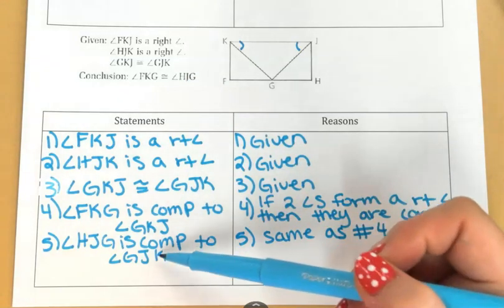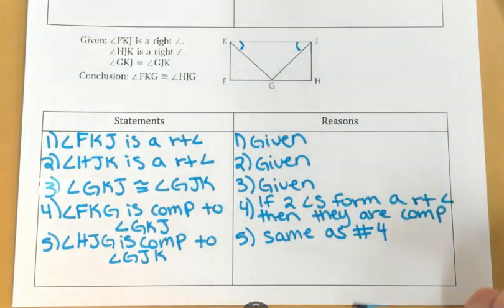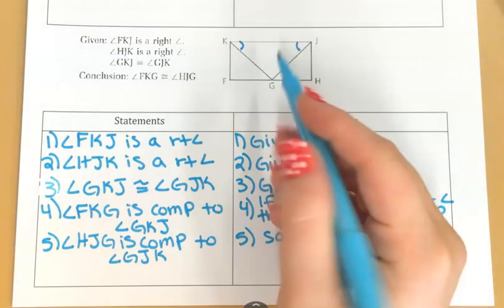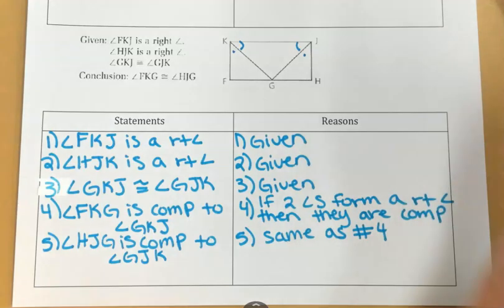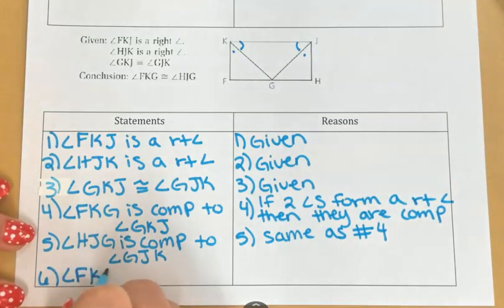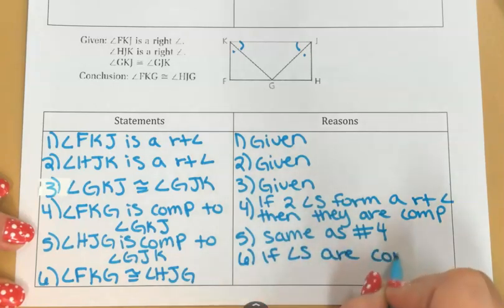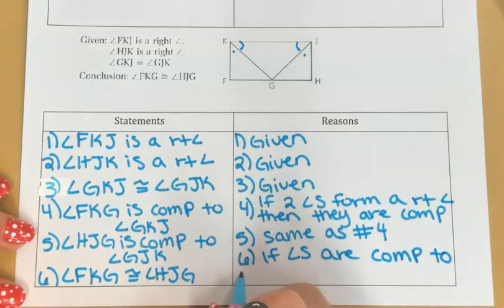So what do I have here? I've got two pairs of complementary angles and a set that are congruent to each other. So this is going to be one of my complementary theorems, and I am dealing with 4 angles here. So how do I know that angle FKG is congruent to angle HJG? Well, that would be because if angles are complementary to congruent angles, then they are congruent.